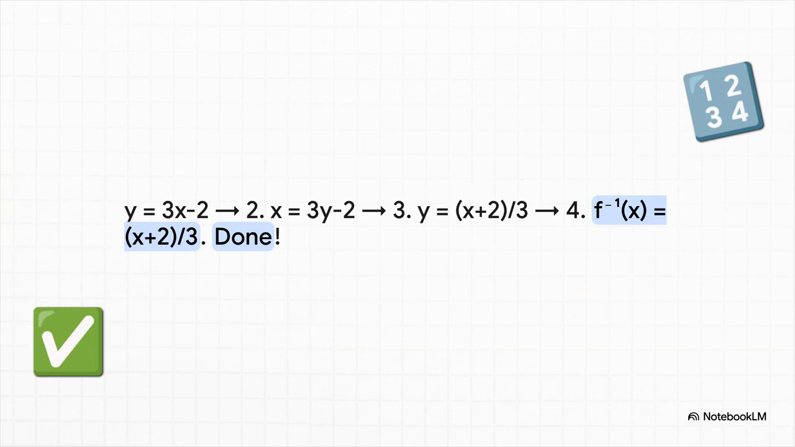Let's walk through one together. Let's say we have f of x equals 3x minus 2. Step 1, y equals 3x minus 2. Got it. Step 2, let's swap them. Now we have x equals 3y minus 2. Step 3, time to solve for y. We add 2 to both sides, then divide the whole thing by 3, which gives us y equals x plus 2 all over 3. And step 4, we just label it properly. The inverse function is f inverse of x equals x plus 2 over 3, and that's it.